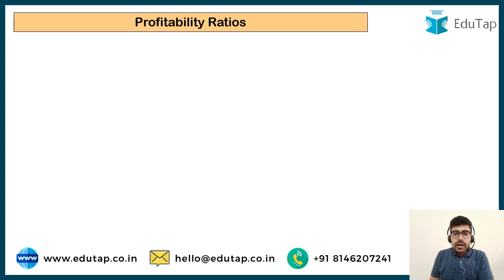So now let's try to understand the profitability ratios. The name itself makes it clear that we are going to look at the indicators of profitability of the company. The most popular indicator is net profit. Other indicators include operating profit and gross profit. So what are these indicators? Let's try to understand.